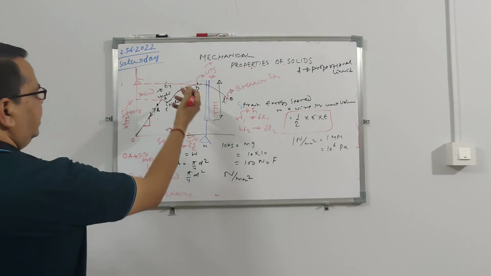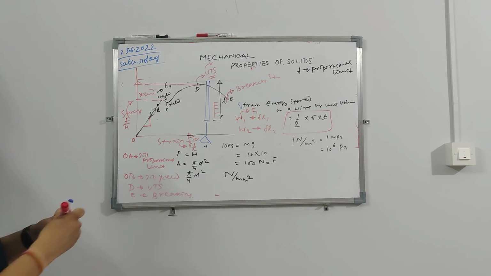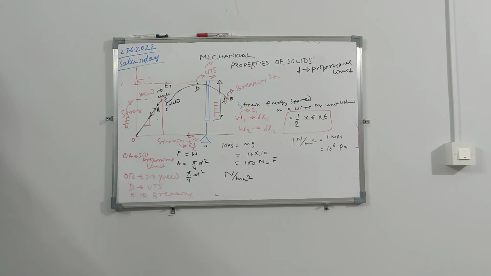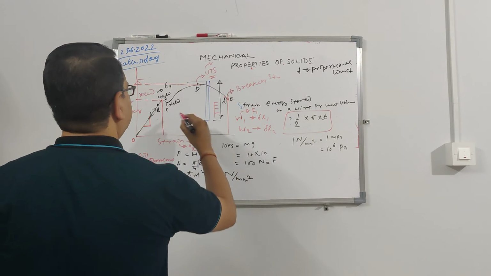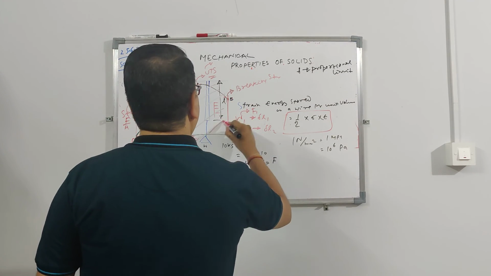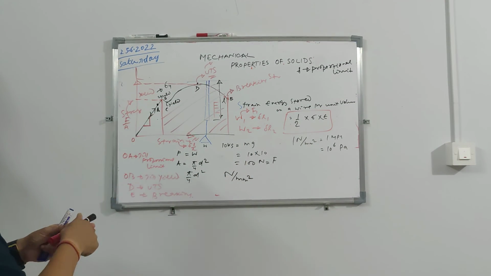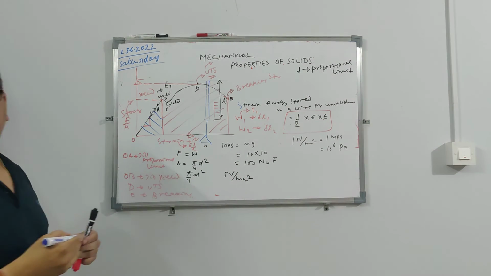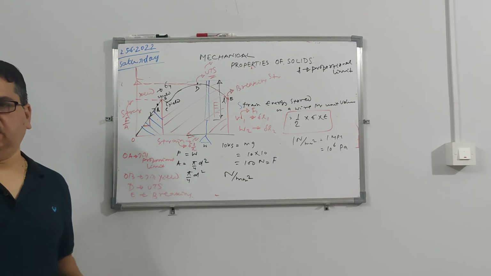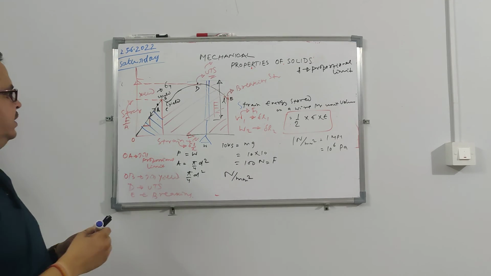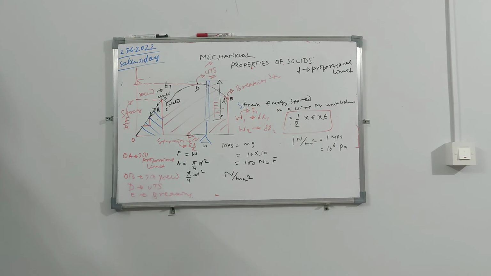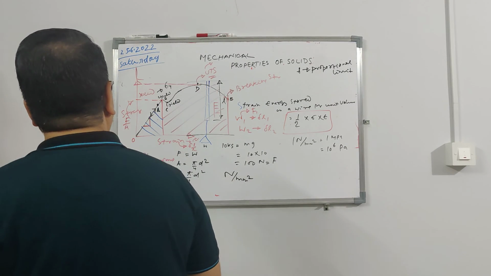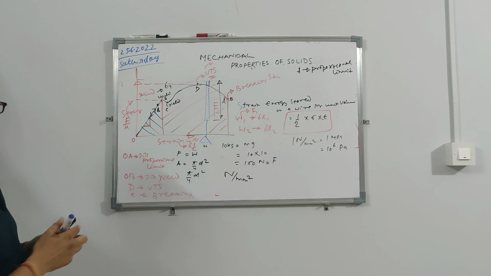Beyond it is called the plastic region. Up to this is your elastic region, and beyond this is called the plastic region. Elastic means if you remove the load, it will come back. But once it enters the plastic region, it will not come back to its original position, so there will be some permanent set.